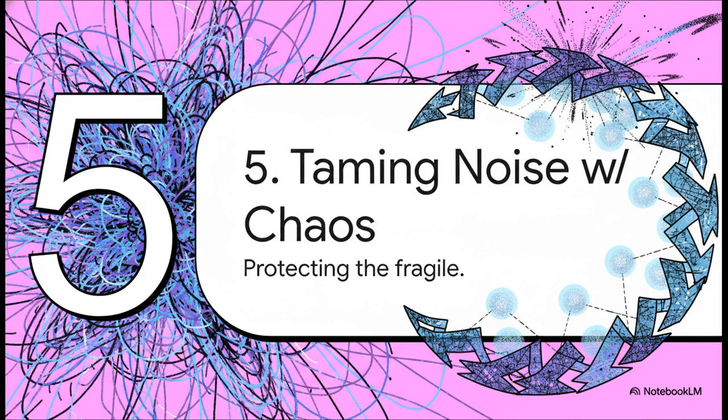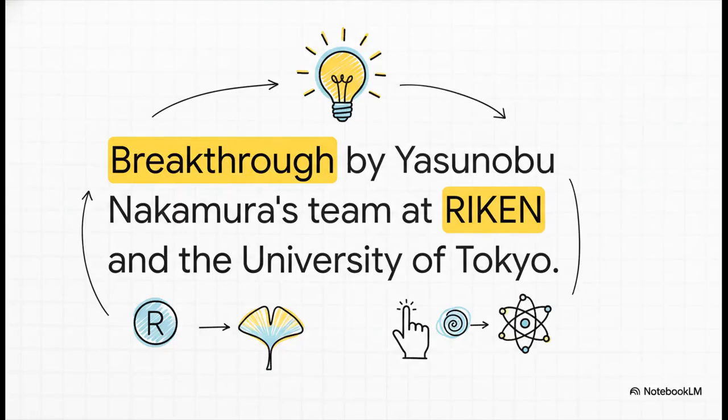How can you possibly use the wild, untamed nature of chaos to protect something as delicate as a qubit? Well, this isn't just an idea, it's a real, major experimental breakthrough. And the credit here goes to a brilliant team led by Yasunobu Nakamura, who's a true pioneer in this field, working at RIKEN and the University of Tokyo. He and his team figured out a truly ingenious way to make this unlikely alliance a reality.